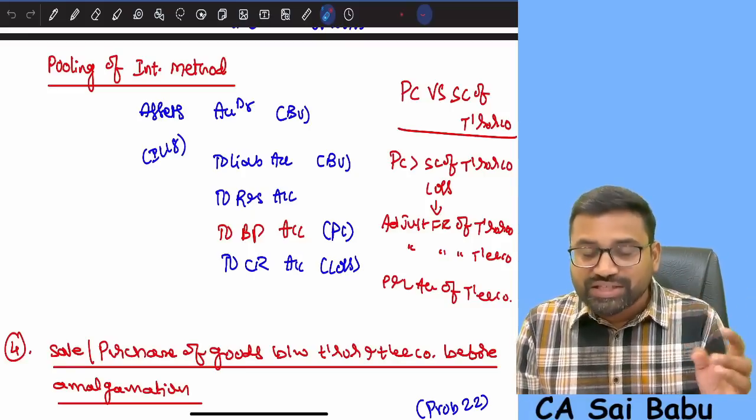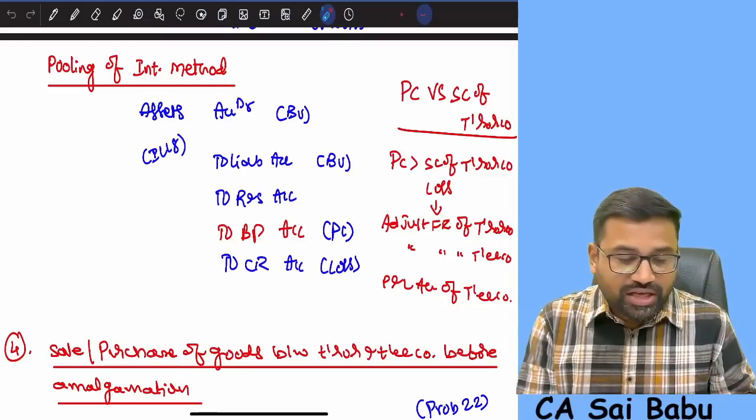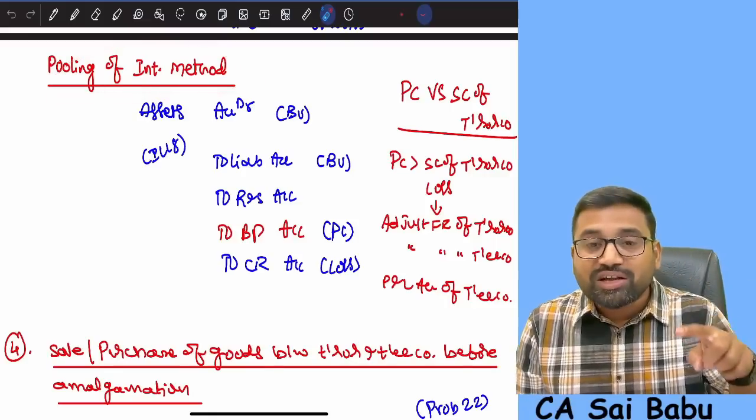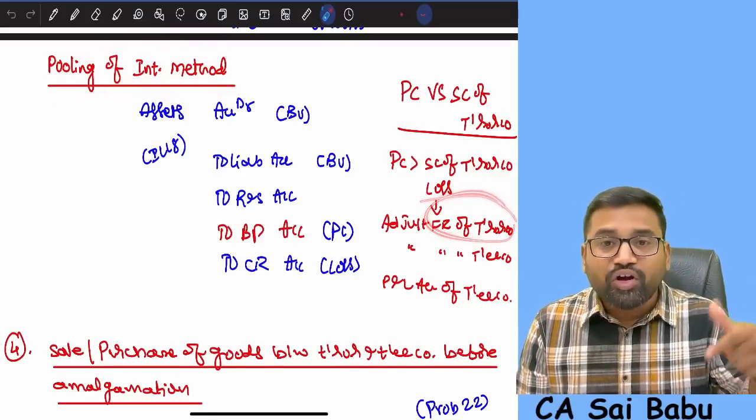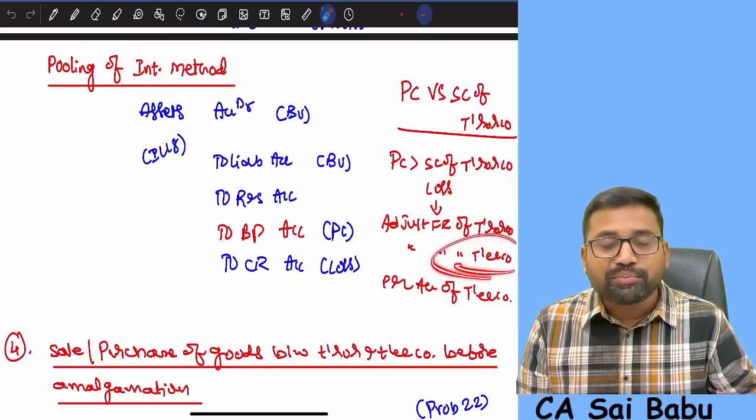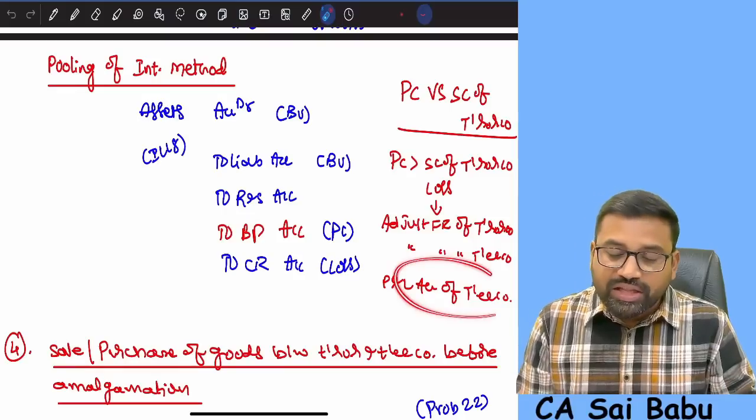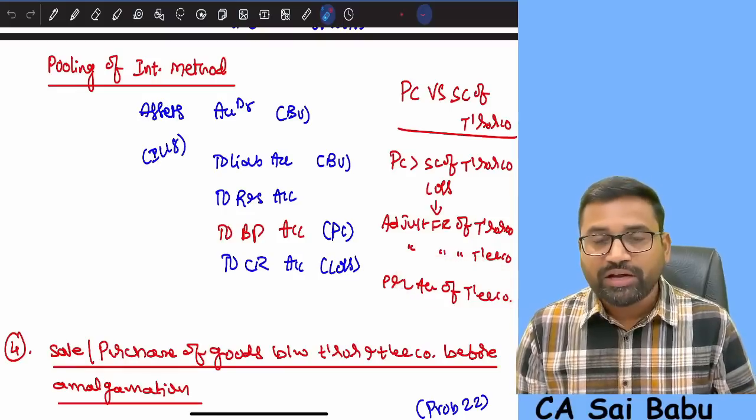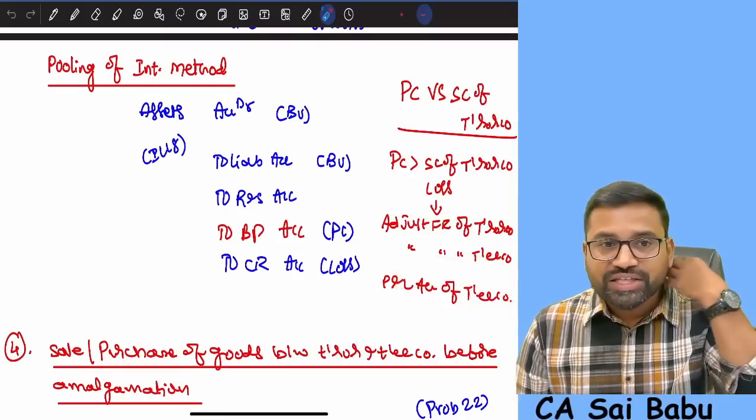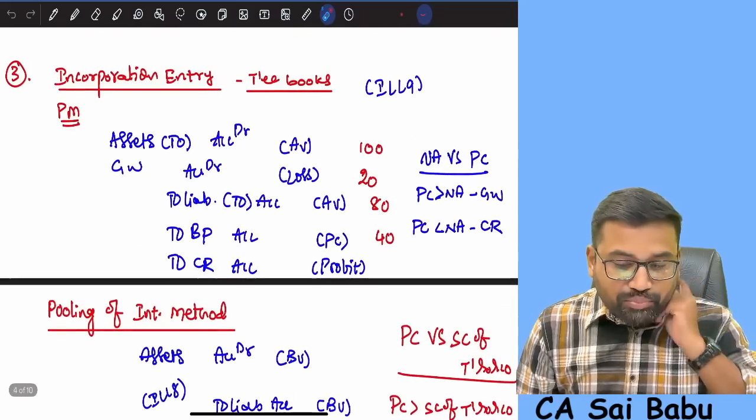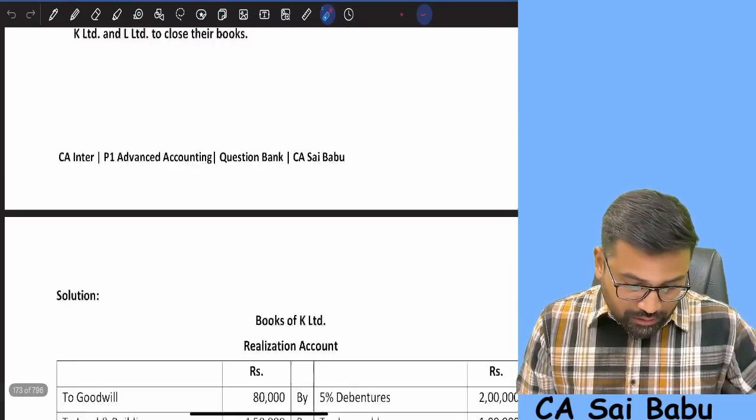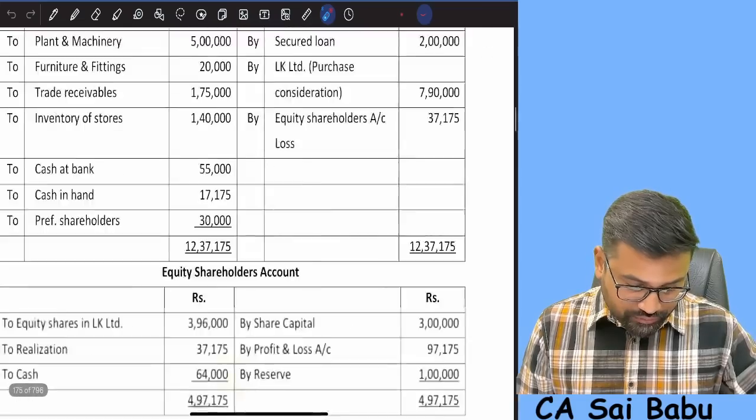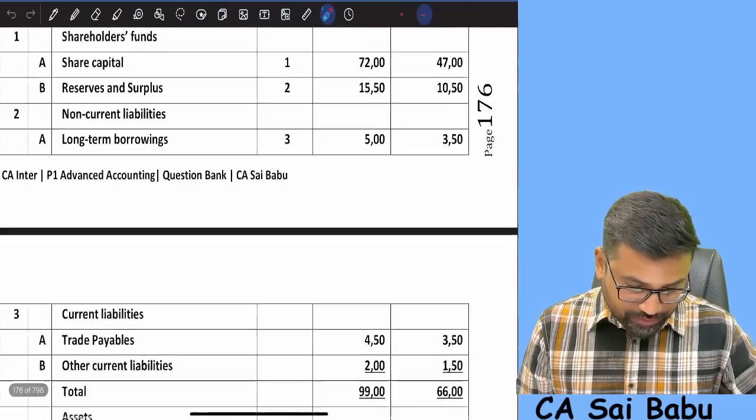Now, AS14 says, if at all there is a loss in case of the pooling of interest method, that loss is first adjusted against the free reserves of the transferor company. If not available, against the free reserves of the transferee company. If that is also not available, then it will be debited to the P&L account of the transferee company. So this is one of the most important adjustments. We will see some questions relating to this.